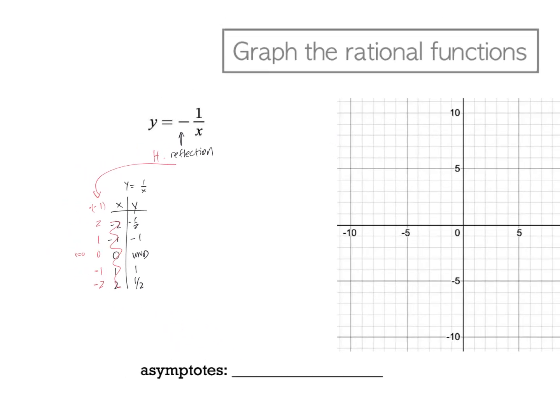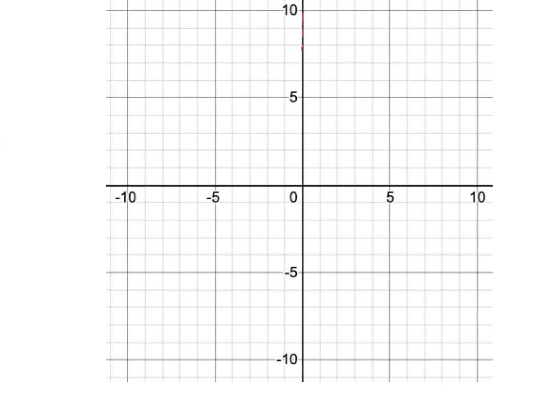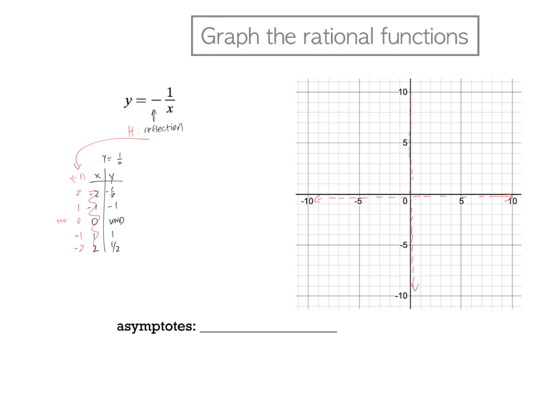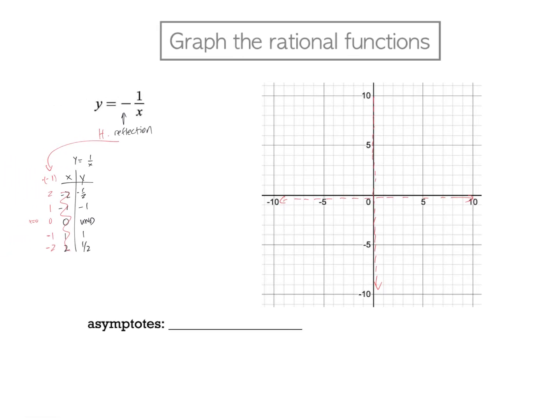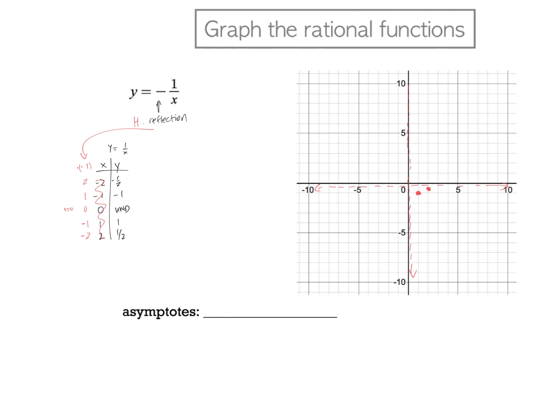So I've got asymptotes at x is equal to 0 and y is equal to 0. I'm going to graph those first. Okay, and then I'm going to graph those points. I'm going to graph 2 comma negative 1 half, so right 2, down 1 half. I'm going to graph 1 comma negative 1, which is right here. And then negative 1 comma positive 1, and then negative 2 comma 1 half. So you can kind of see your curve forming, getting really close to those asymptotes but not touching them. Okay, in red there. All right, so that was if this negative in front was a horizontal reflection.